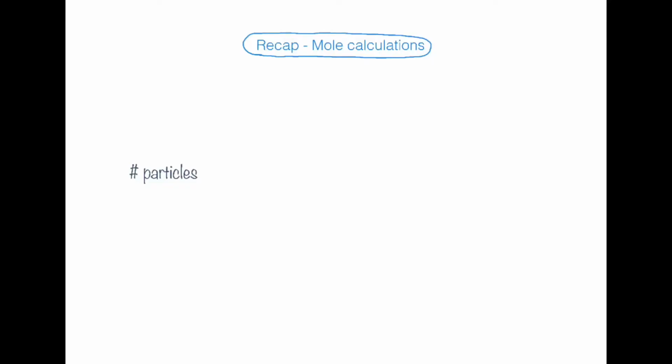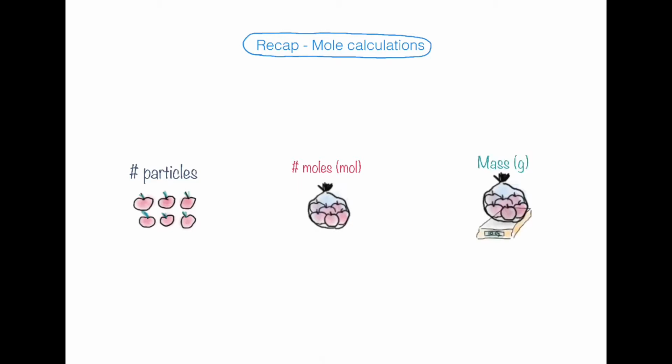Particles, which could be atoms or molecules, are like half a dozen apples, just a number of apples, which means that moles would be a bag of that half dozen of apples. So mass would be us weighing that bag and getting the weight. How do we get from one to another? So with particles to moles, we have to divide by Avogadro's constant. Now Avogadro's constant is just telling us how many apples fit in a bag.